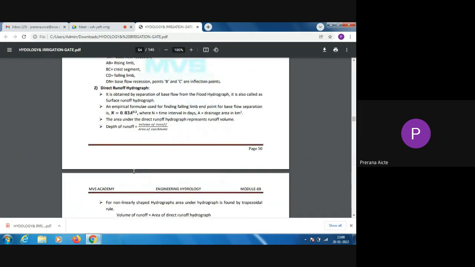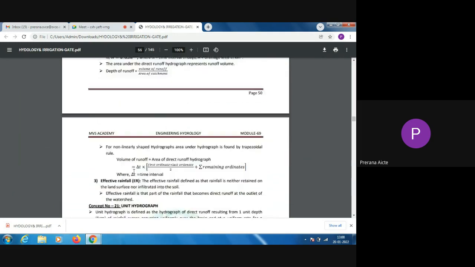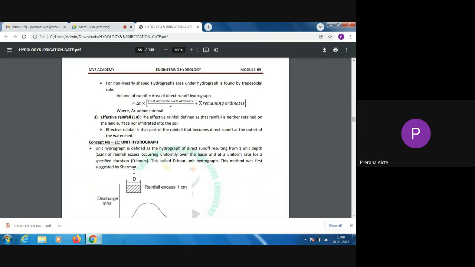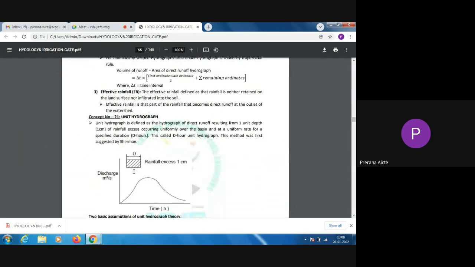So depth of runoff equals volume of runoff divided by area of catchment, and the volume of runoff equals the area of the direct runoff hydrograph. Then one of the important terms is effective rainfall. Effective rainfall is defined as that rainfall which is neither retained on the land surface nor infiltrated into the soil. In the phi index also, the phi index is the index above which runoff volume equals rainfall volume.